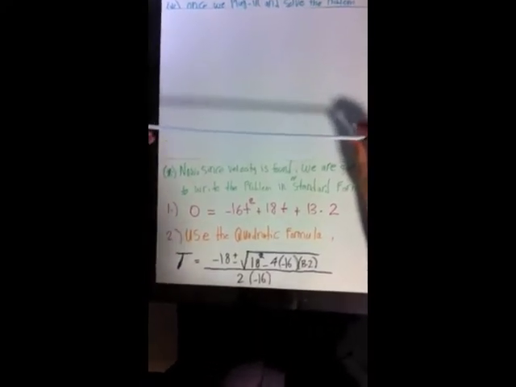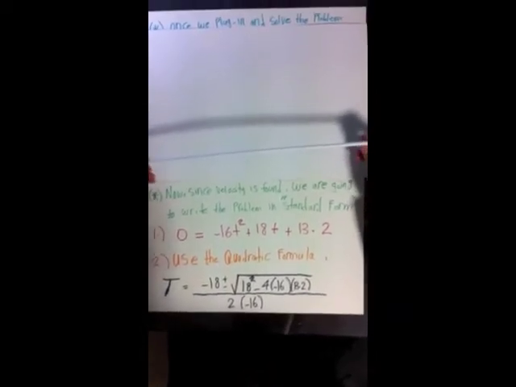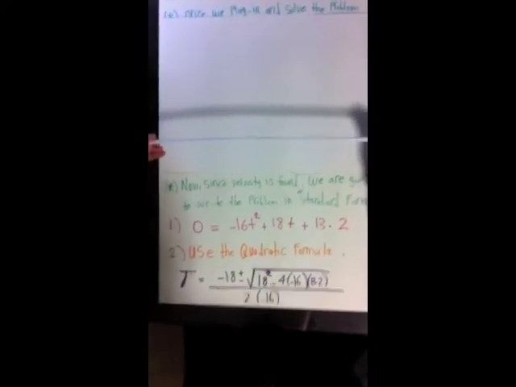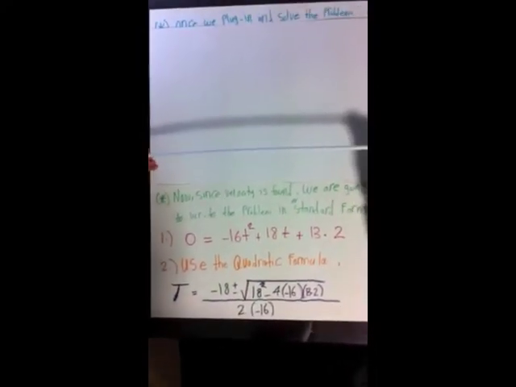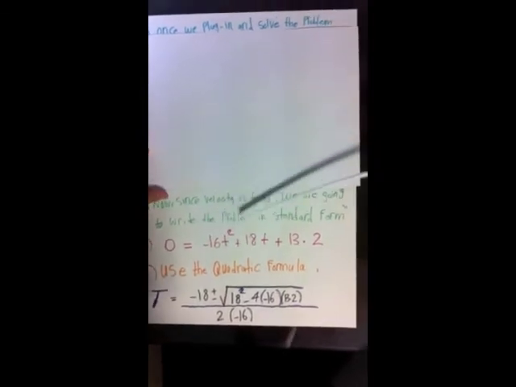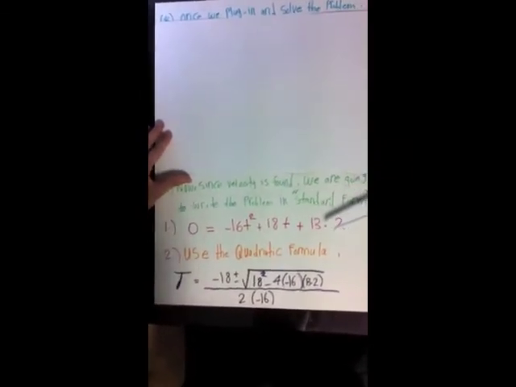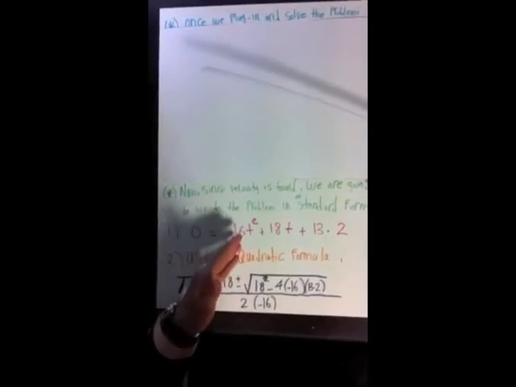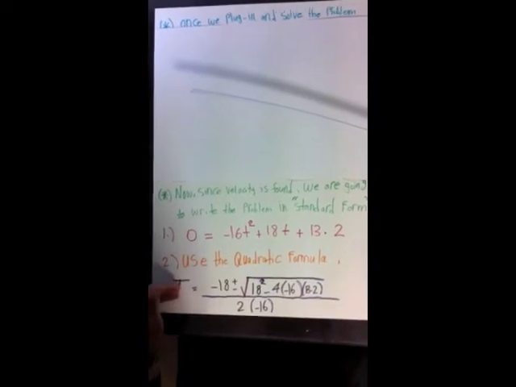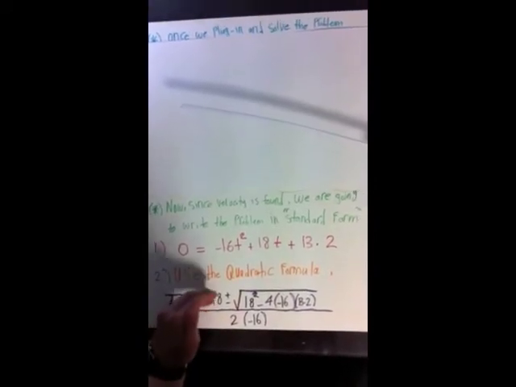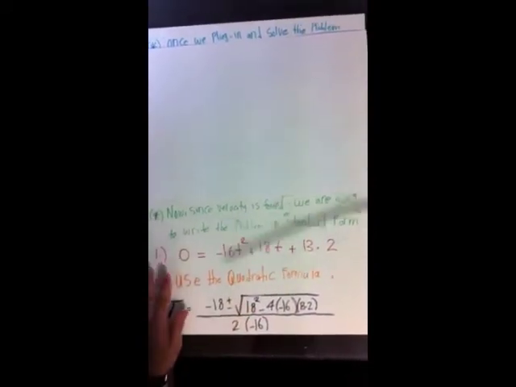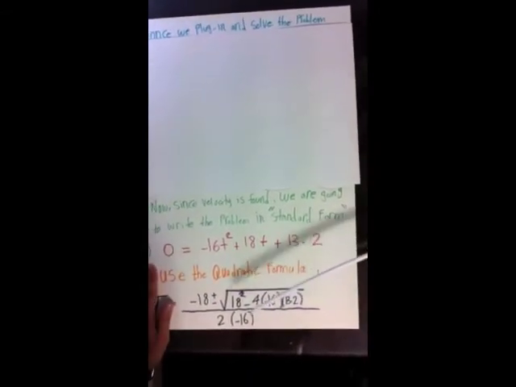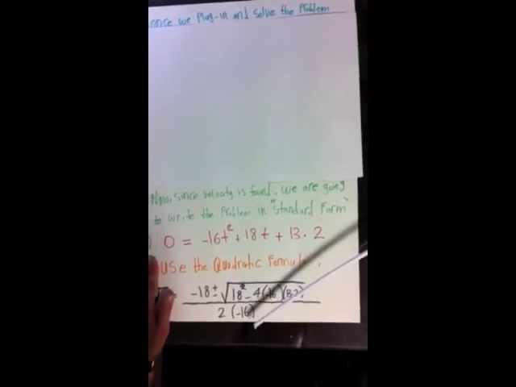So now, since velocity is found, we are going to write the problem in standard form. Number 1, 0 equals -16t squared plus 18t plus 13.2. Now we need to use the quadratic formula since it's in quadratic form. As you see, t equals negative 18 plus or minus the square root of 18 squared minus 4 times negative 16 times 13.2, over 2 times negative 16.